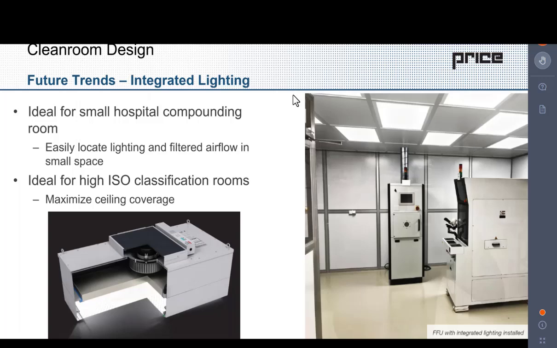Another relatively new player in the market is integrated lighting. This can be really popular for clean rooms that have high ceiling coverage requirements, because then you can still provide ceiling level lighting, even if you have 100% airflow or 100% ceiling coverage requirements in that space. In that situation, you can still provide adequate lighting and the required airflow for whatever ISO class you're looking at.